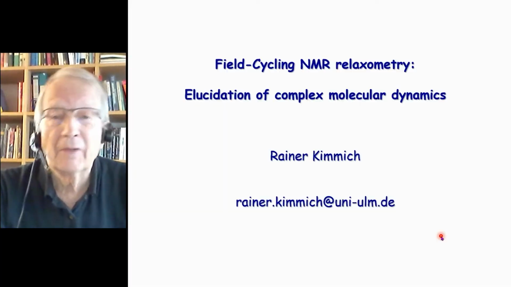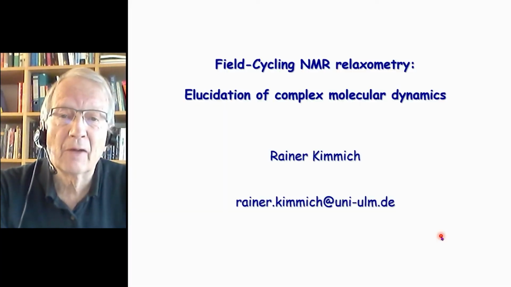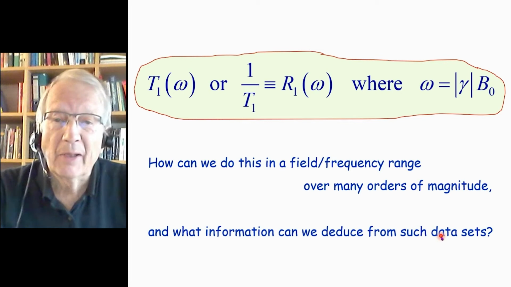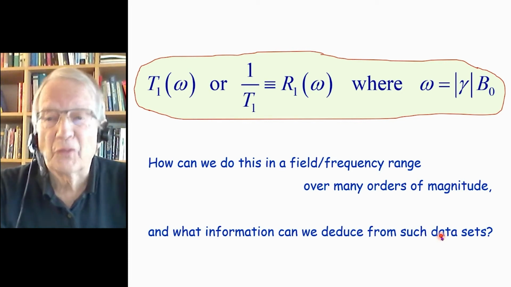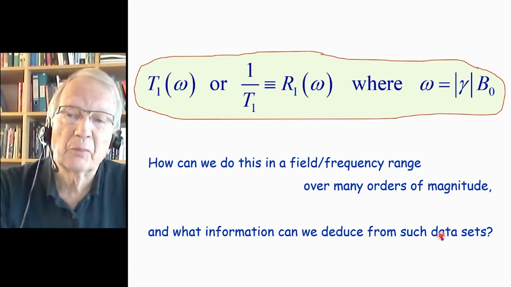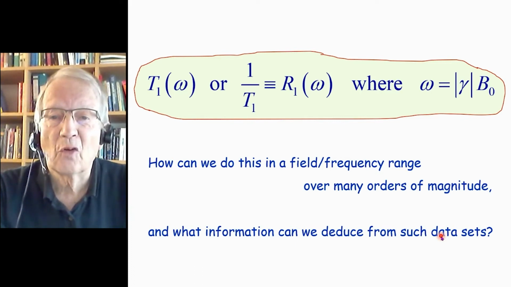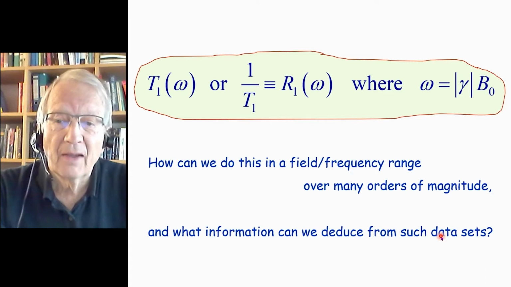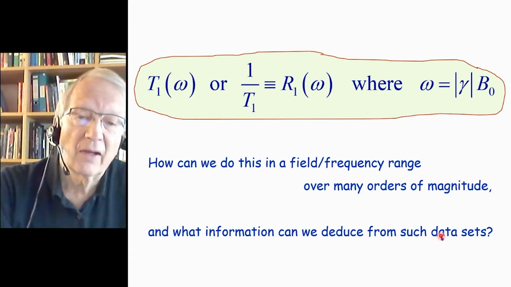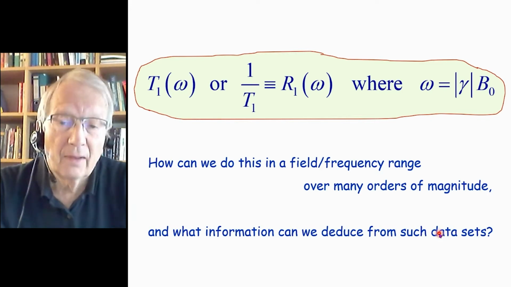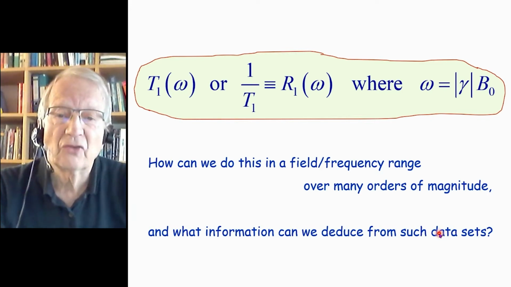Okay, let's begin. I am very pleased to talk to you and to have a little tour through Field Cycling NMR Relaxometry. The main purpose of the technique is to measure the frequency dependence of the spin lattice relaxation time or of the relaxation rate. And the question is, how can we do this in a field range as wide as possible? And especially, what information can we deduce from such data sets?